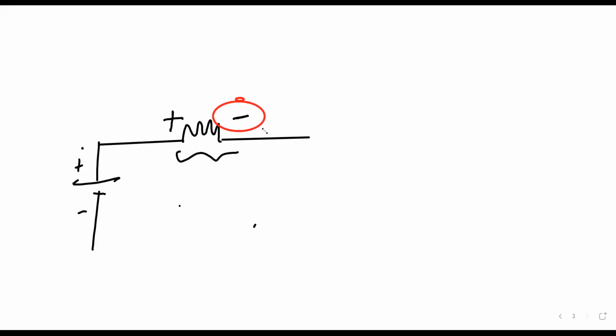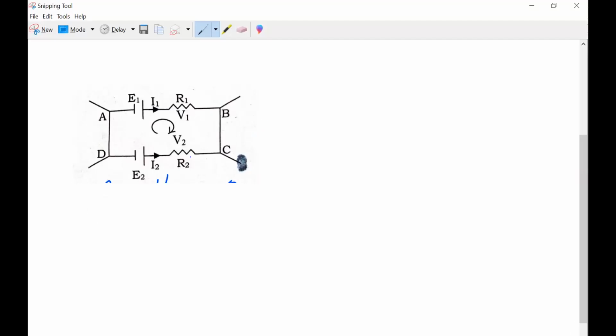For example, if I take this question, I'm putting minus and plus. Here I have to put plus and minus. Correct? So when I write something here, what is the leaving symbol here? Plus. So plus E1. And for R1 it is plus and minus. Correct? And this is my voltage drop. So minus V1.